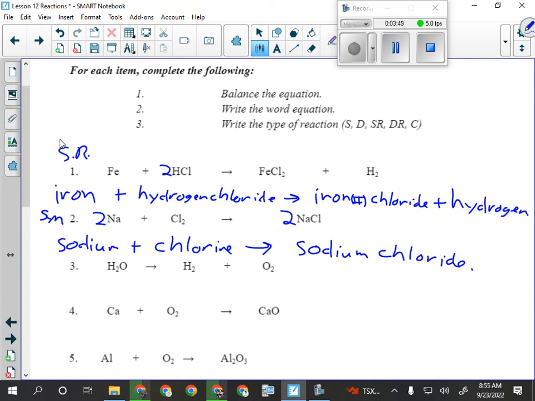Okay, is this ringing a bell from the other day? I know it's been like 3 days since we looked at a chemical reaction, so.